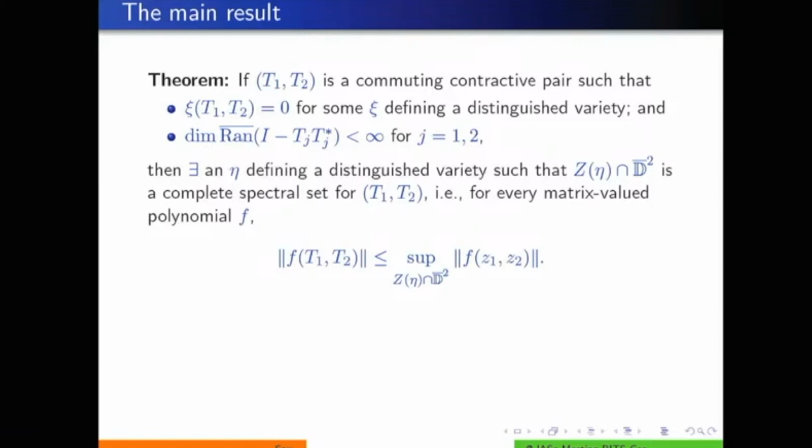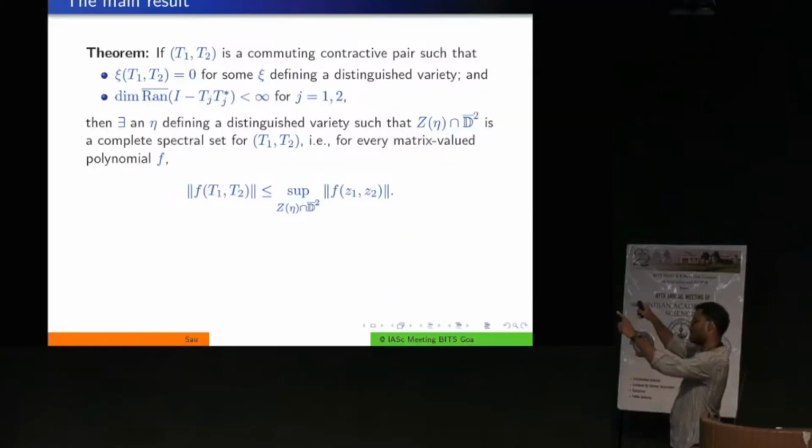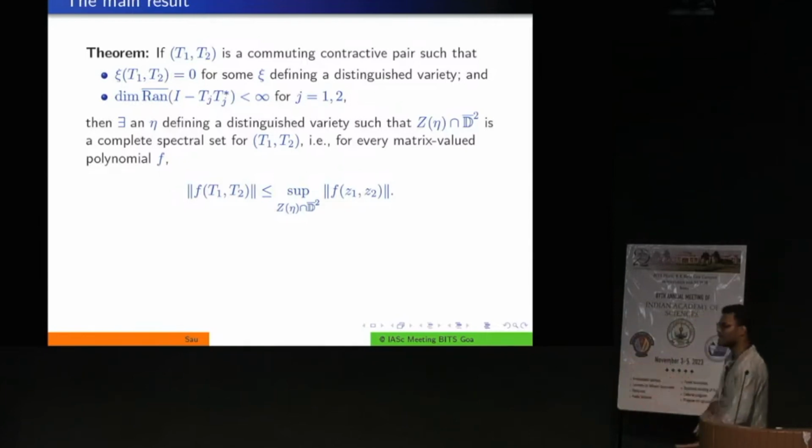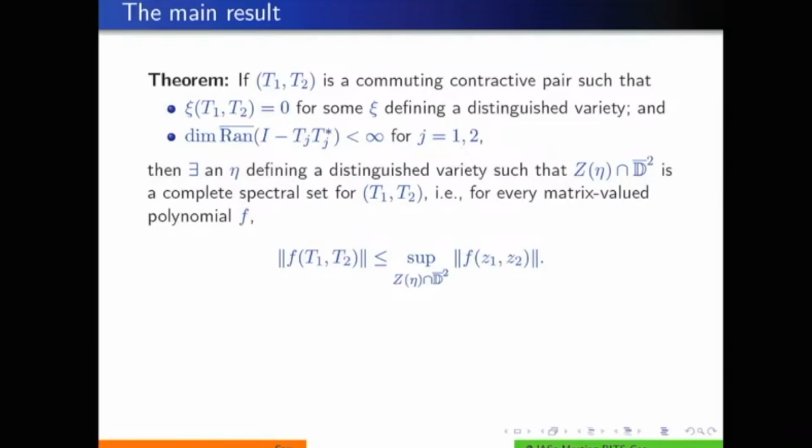And something that you are not proud of is this. We take T1 and T2 such that you look at this operator. So this is an adjoint. You have a matrix Aij, and the adjoint is Aj bar. So it's the adjoint of the operators Tj. You look at that operator, look at its range, which is a subspace, look at its dimension. If that is finite dimensional, so you see, that's what I meant by we could not get away with finite dimensionality. We need some finite dimensional condition. If that happens, then there exists an eta defining a distinguished variety such that this happens.